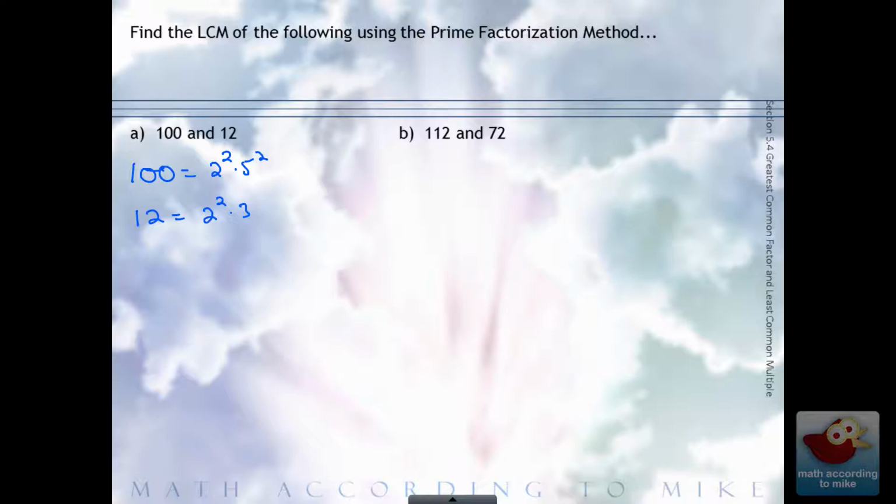So now let's talk about a little trick you can do to find the GCF and the LCM in one problem using the prime factorization method, which is my favorite method because it knocks out 2 birds with 1 stone.